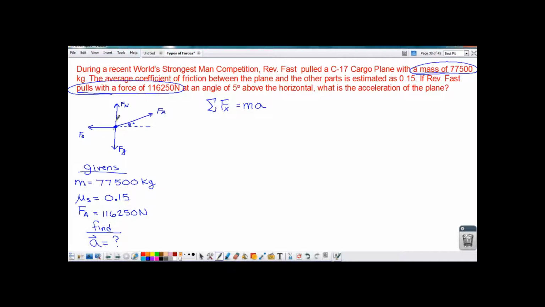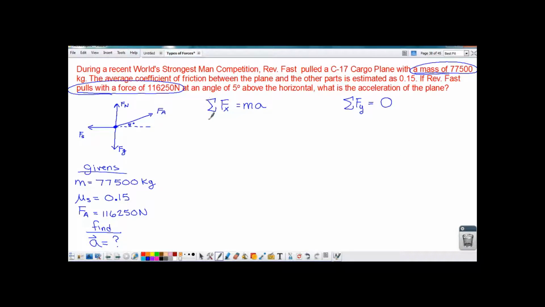Meanwhile, in the y direction, that plane is not accelerating up or down. So it's in equilibrium in the y direction. So we're going to say that the net force in the y direction, since the plane is not accelerating up or down, will be equal to 0. So let's go ahead and take a look at these equations. They're both net force equations. Net force means we add up all the forces in that direction.